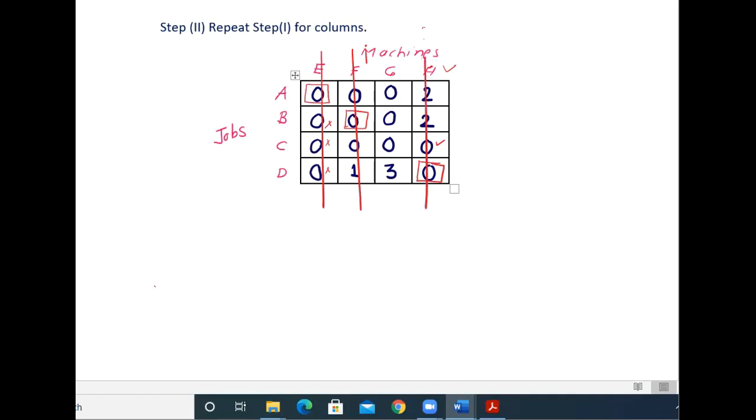Now we have assigned job A, we have assigned job B, we have assigned job D. Now only one job is left, and we can have an assignment here. Job C will be assigned to the machine G. In a row we are making an assignment, so we can draw a vertical line for this assignment. Let us draw a vertical line. So how many vertical lines have we drawn? 1, 2, 3, 4, and it is equal to the order of the matrix. So we have reached the optimum solution. We have obtained the optimum solution by the Hungarian technique.